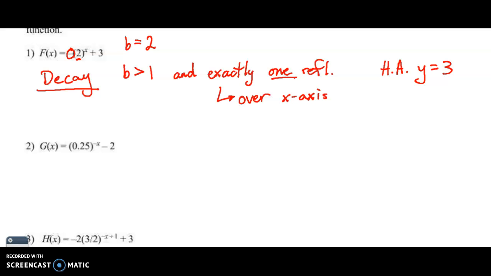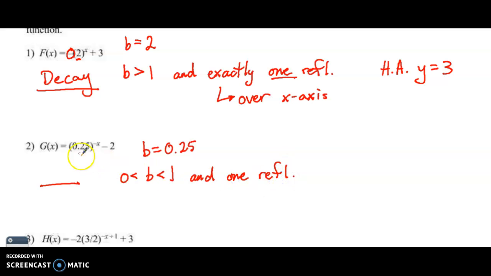As we look at the next one, again, you don't have to tell me the base, okay, but it is 0.25. What I care about is that that base is smaller than 1. So I want to see this statement, that the base is smaller than 1, and 1 reflection. I was really emphasizing exactly, and because the negative is in the exponent, it's over the y-axis.